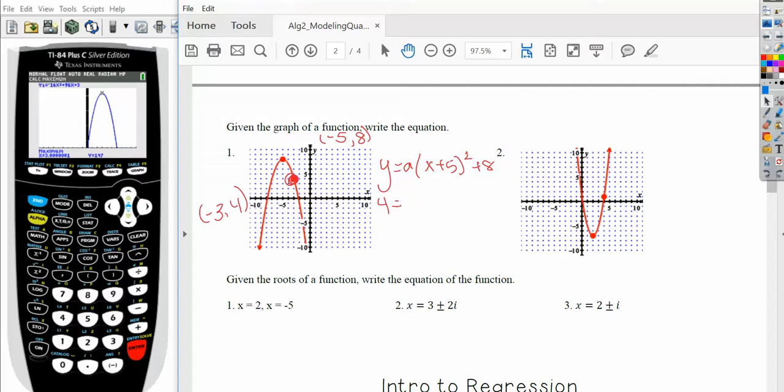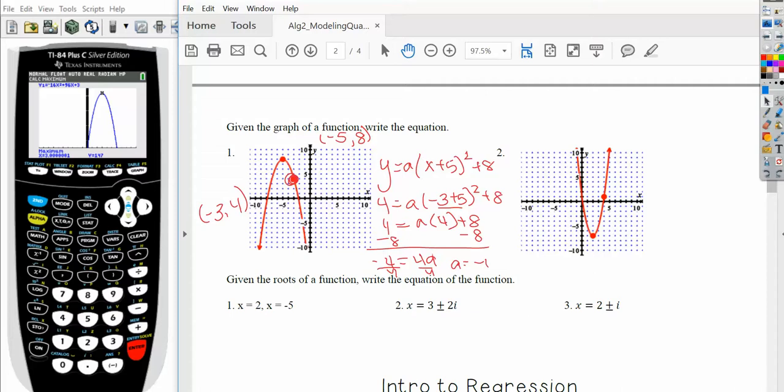And I'm going to plug negative 3 into x, and I'm going to solve for a. So I have 4 equals a times, that's 2 squared, which is 4, plus 8. I just did that in my head. And now I'm going to subtract 8 on both sides. So I have negative 4 equals 4a. If I divide by 4, a equals negative 1.